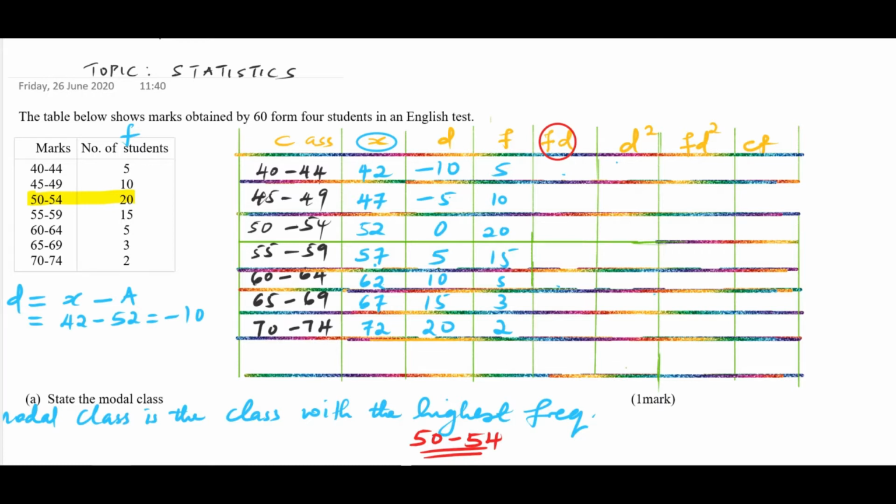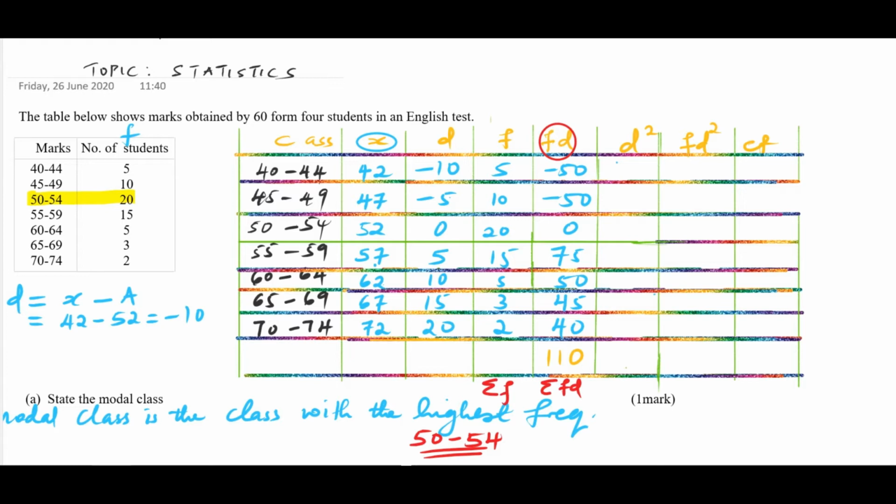So now we have the f column and we have d. We can multiply to get fd. This will give negative 10 times 5, negative 50. This will give negative 50 still. This will give 0. This is 75. This is 50. This is 45. This is 40. Then what we need to do now is to get the summation of that column, the summation of fd. Add everything: negative 50 plus negative 50 plus 0 plus 75 plus 50 plus 45 plus 40, and the summation will give 110.